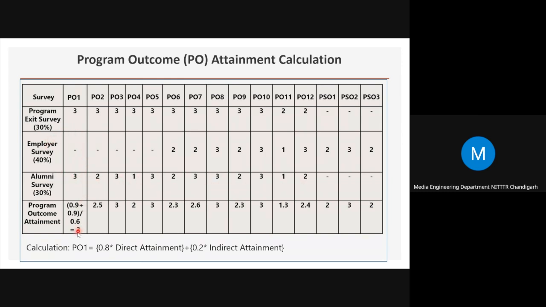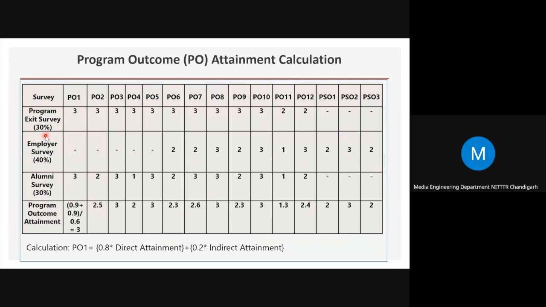Now we have to calculate consolidated PO attainment from these surveys. For that consolidation, we need to assign weightages to different surveys. Here you can see that there are 3 surveys, and these have been assigned the weightages 30%, 40%, and 30%. So 30% weightage will be given to the responses of the program exit survey, similarly 40% to this, then 30% to this. Again, these weightages are variable, so we need to fix weightages for our programs, and we need to justify why we have fixed those particular weightages.